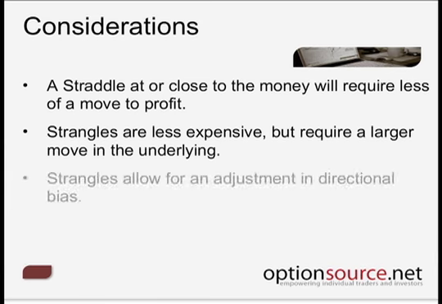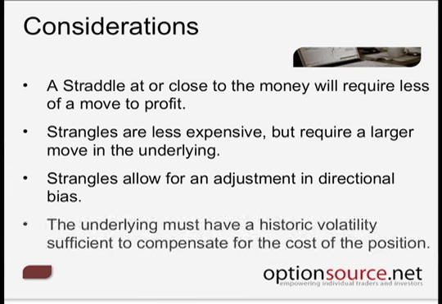Benefit of the strangle, as I illustrated, is that there is the ability to adjust your strike prices in order to capitalize on a directional bias. And finally, what we really need to make sure is that the underlying volatility, so the historic volatility of the pair value, is sufficient enough to compensate for the cost of the position.